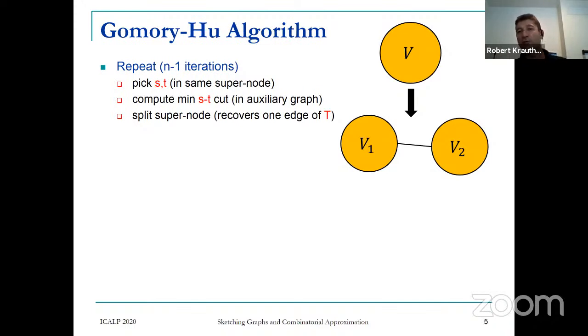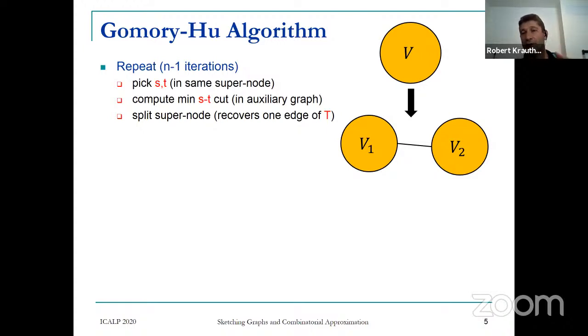And I want to split it into two, V1 and V2. The way to do it, you pick arbitrarily two vertices. You call them s and t. You compute a minimum s-t cut. It splits V into two sides, two parts. You call them V1 and V2. So you partition the supernode into two. Now you put an edge between this V1 and V2, and I didn't draw it here in the picture, but the weight of that edge is going to be the capacity of the cut that you found. So this is recovering one edge now. Now you want to keep doing that iteratively.